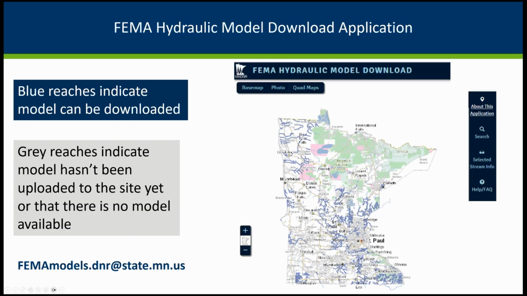So if you were to zoom in and click on it, you could download a model. These gray reaches indicate that there is no model on this site. In many cases, it's just because the model has not been uploaded yet. We may still have a model for that area, though in some cases there will be no available model. So you can always contact us if you're in one of these gray reaches to see if we do in fact have a model that you can use.